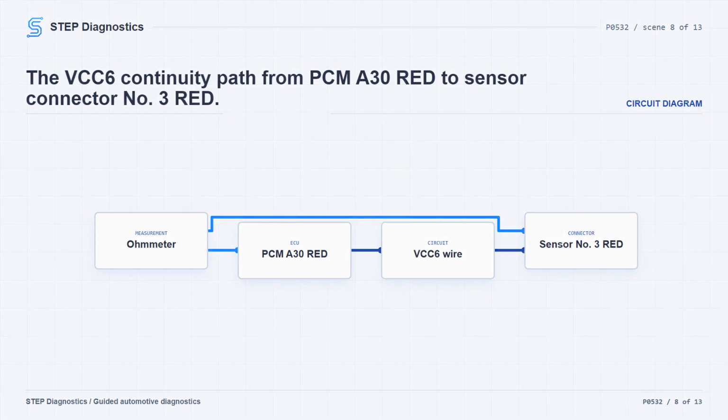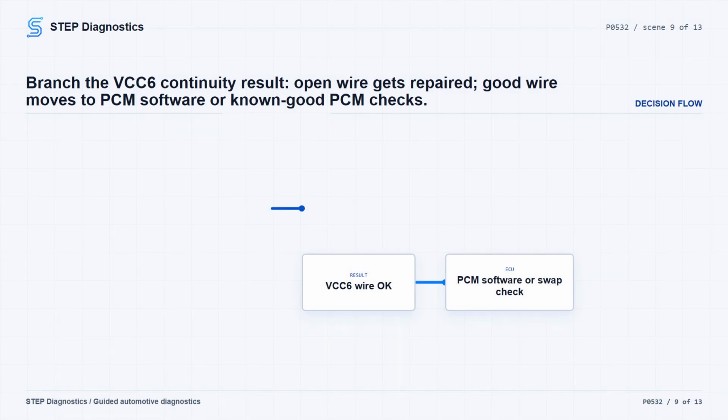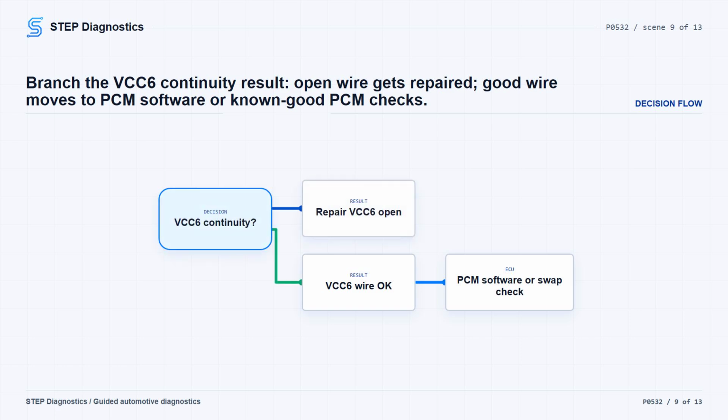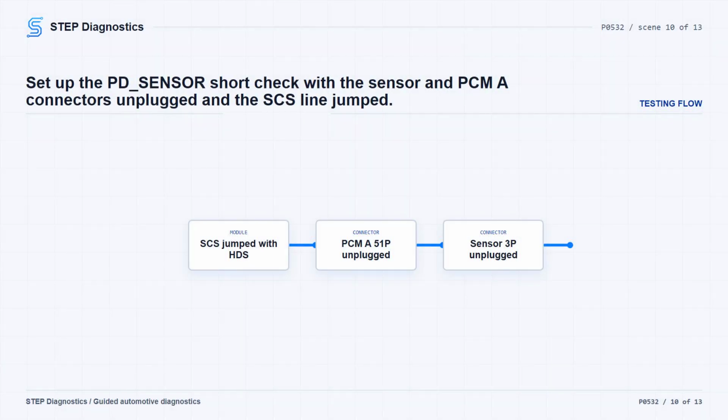At that point, update the PCM if it does not have the latest software, or substitute a known good PCM. If P0532 goes away after the PCM update, troubleshooting is complete. If P0532 goes away with a substituted PCM, replace the original PCM. If the disconnected sensor check still showed the low data list value, go to the PD sensor short check.